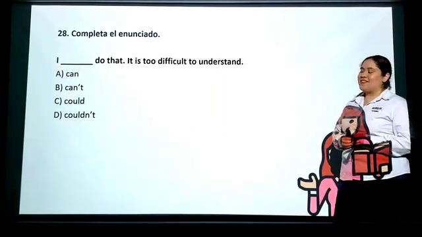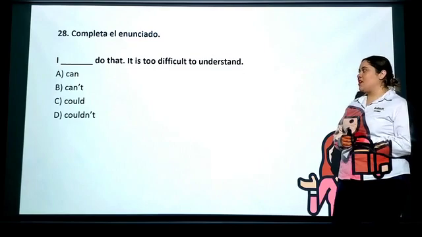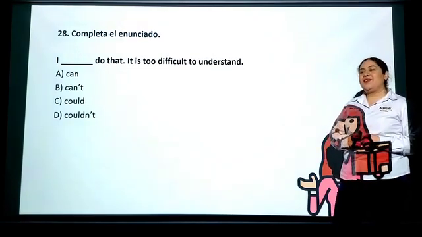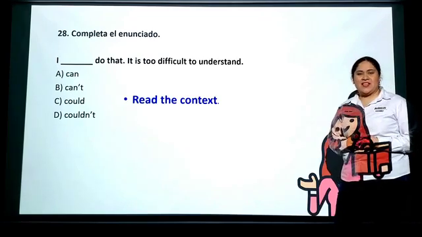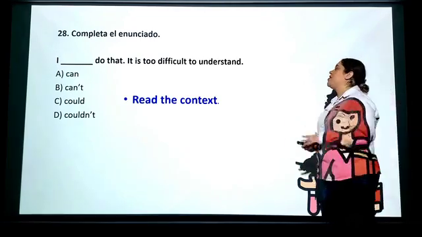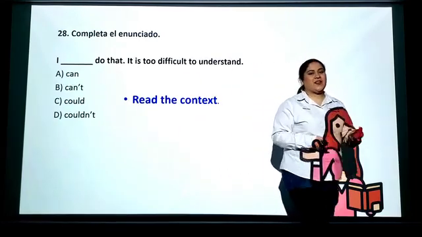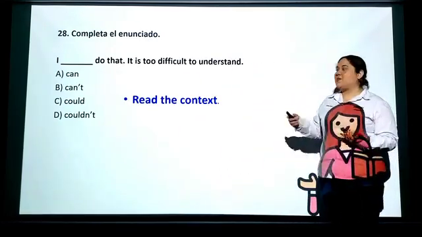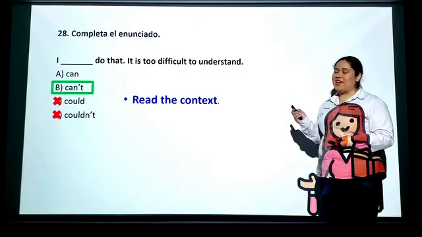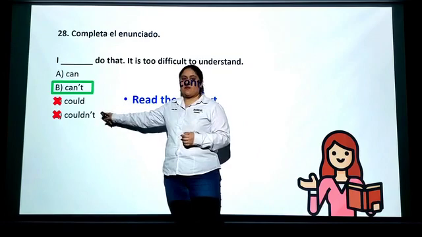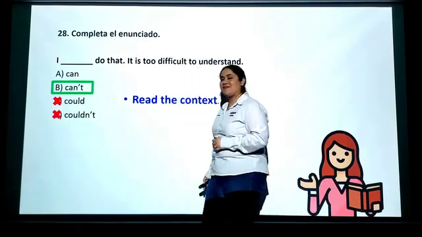Complete the statement. I do that. It's too difficult to understand. Okay. Tip. Read the context. Which context? Well, the only information that we have over here. It is something very difficult to understand. So we're going to choose can't. Why are we eliminating could and couldn't? Those are in past tense.